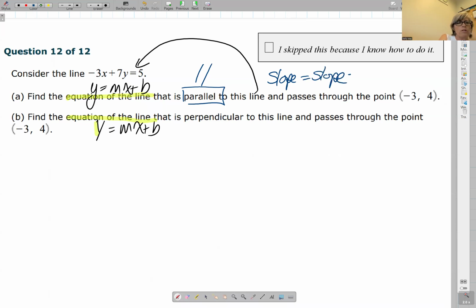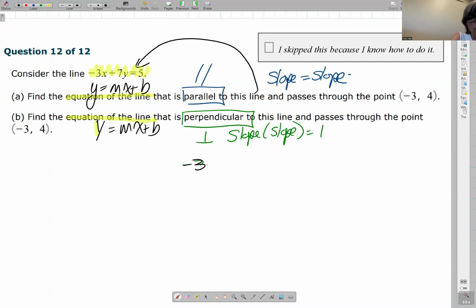And your second one, find the equation of a line and goes through that point. That is perpendicular to this line, and that is slope times slope equals -1. Okay, so first order of business is to get this in y equals mx plus b form. So we have -3x plus 7y equals 5.